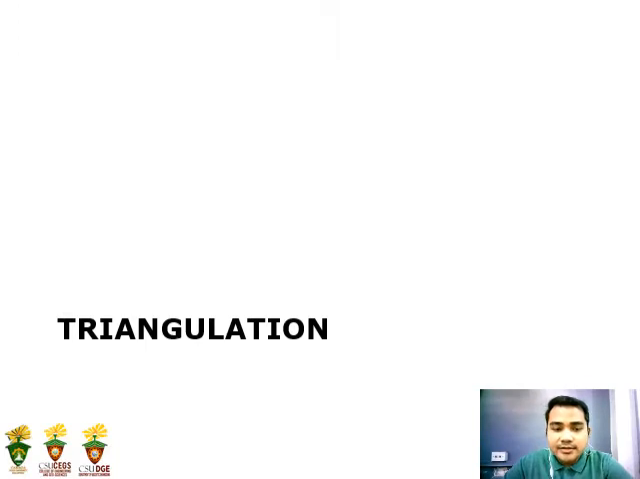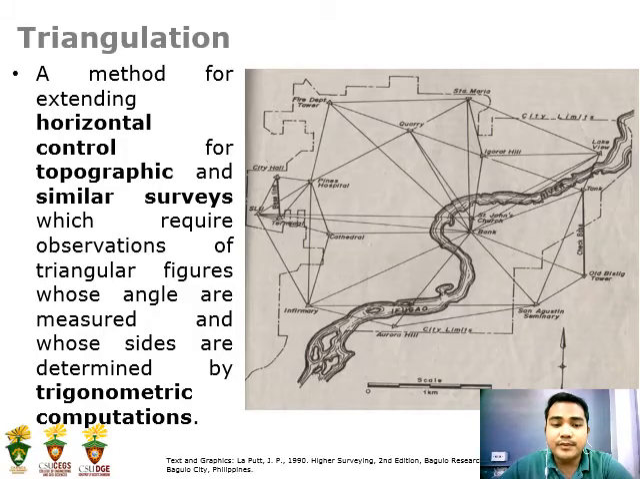Alright, let's start. So for the first part, which is triangulation. When we say triangulation, it is a method for extending horizontal control or for topographic and similar purposes of surveys, which require observation of triangular figures whose angles are measured and whose sides are determined by trigonometric computations. So from the word itself, triangulation, we are dealing with all the angles. And the output of this kind of method will be used for topographic and other similar surveys.